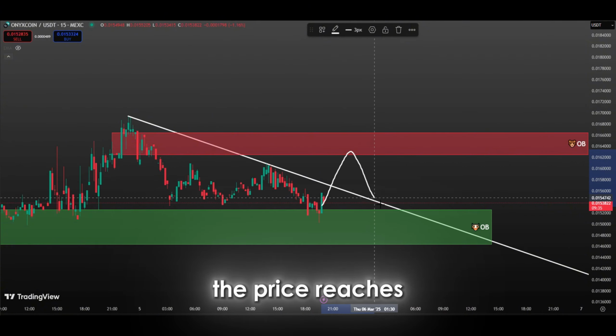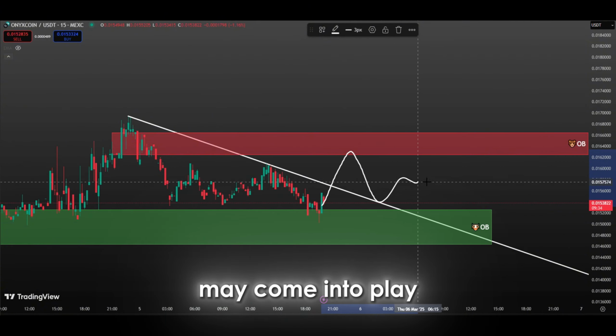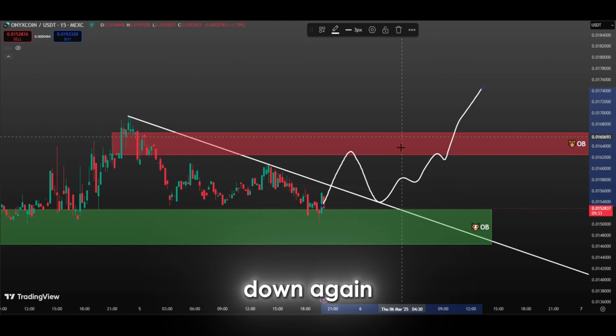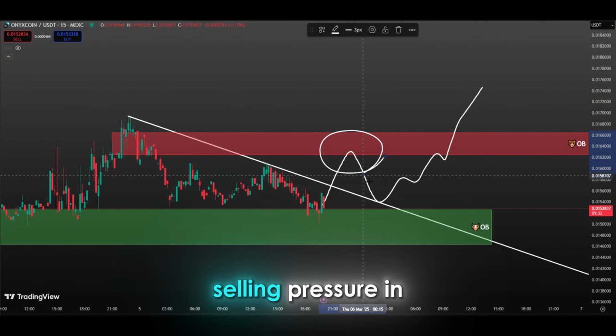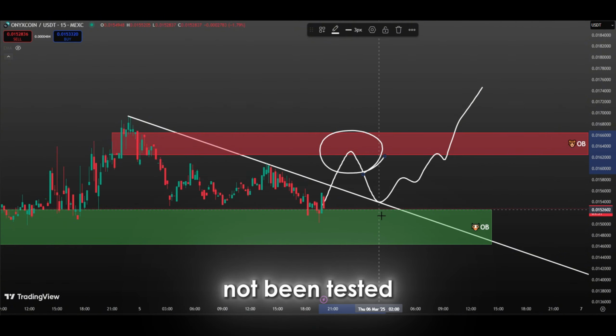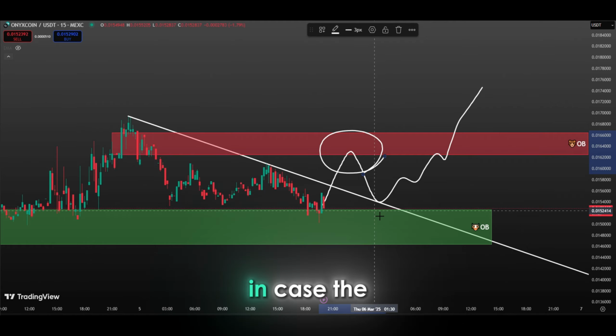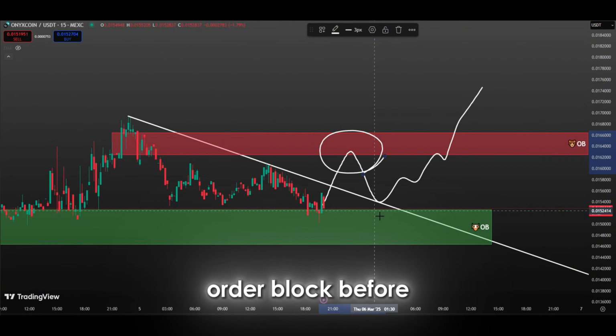So if the price reaches this level, large sell orders may come into play and cause the price to move down again. The fact that the price has not approached this level so far suggests that the selling pressure in the area has not been tested, and this area could still act as an active resistance. In case the price reaches here, it will surely see a downward reaction, because it will be the first time that the price has reached this order block.